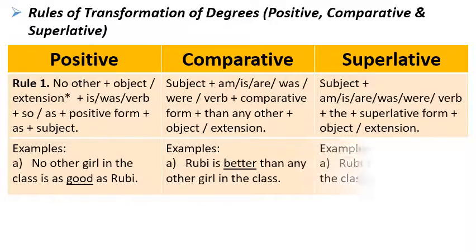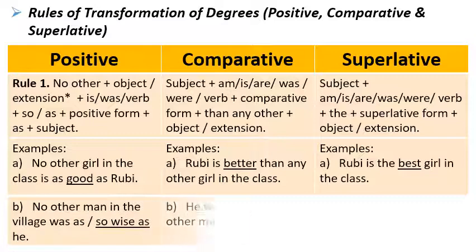Number 1, in positive degree, no other girl in the class is as good as Ruby. So this sentence will be converted into comparative degree like this, Ruby is better than any other girl in the class. And the same sentence will be converted into superlative degree like this, Ruby is the best girl in the class. So you have to follow the structure. As per the structure, you have to convert the sentences in degree.